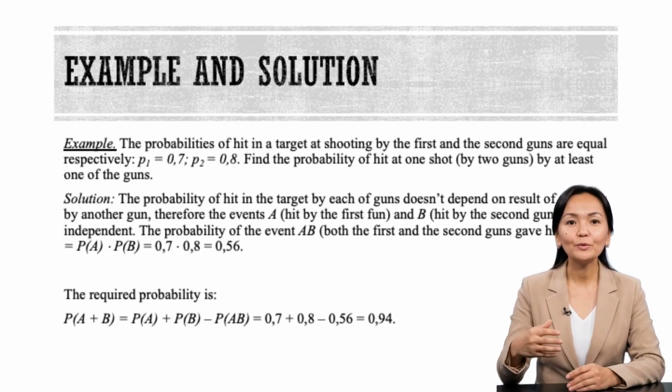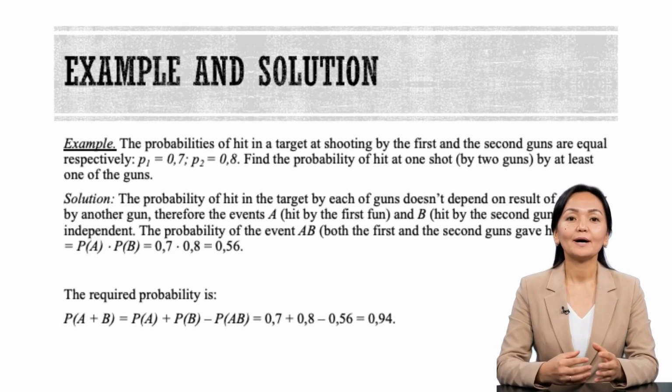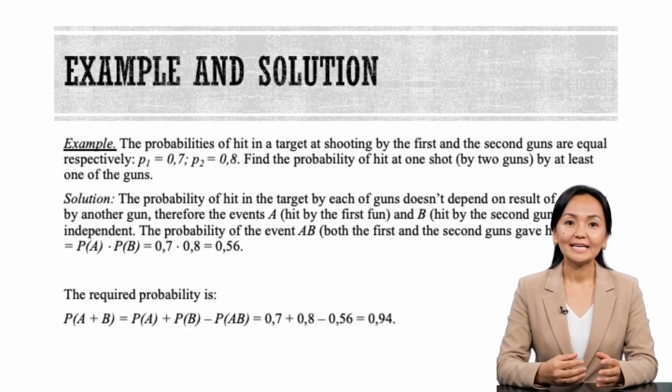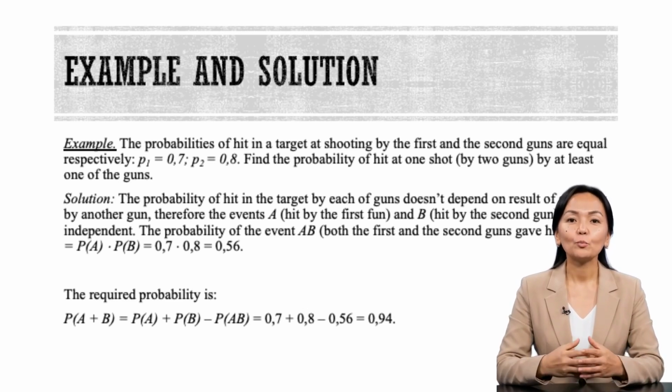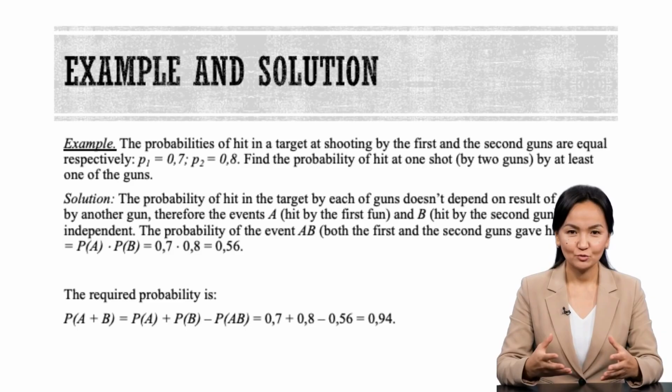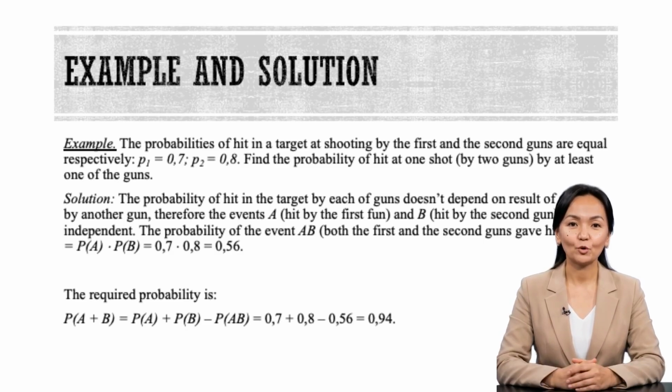Notice that this probability is greater than either individual probability, which makes intuitive sense because with two guns firing, the chance of at least one hit should be higher than with just one gun. Also note that we can't simply add 0.7 and 0.8 because that would give us 1.5, which is impossible since probabilities cannot exceed 1. The subtraction of the overlap term corrects this and gives us a valid probability.